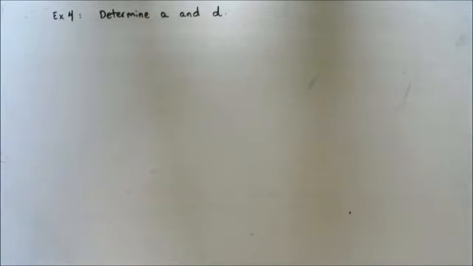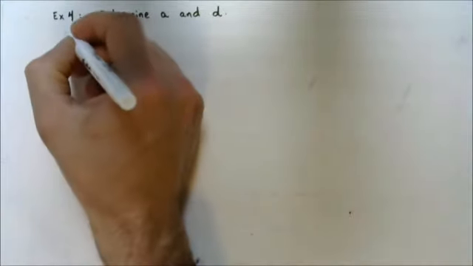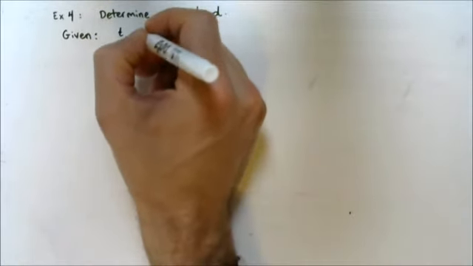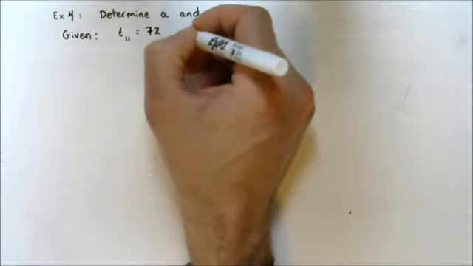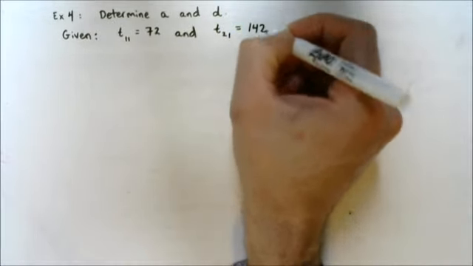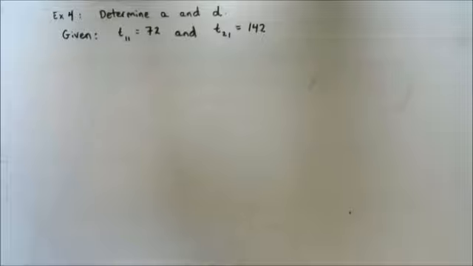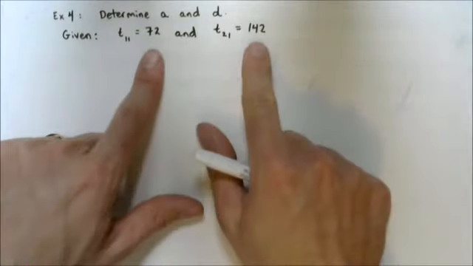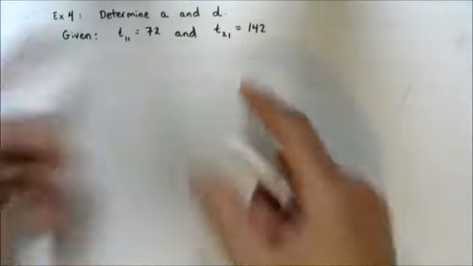In example 4, we have to determine a and d. We've been given nothing about the sequence or the formula except for 2 of its terms. Okay, so I just quickly jot down the given information: the 11th term is 72 and the 21st term is 142. Now, this is kind of like a question where you have to develop the equation of a line, and you don't have the slope and you don't have the y-intercept, but you do have 2 points on the line, okay? So if you can do that, you can do this.